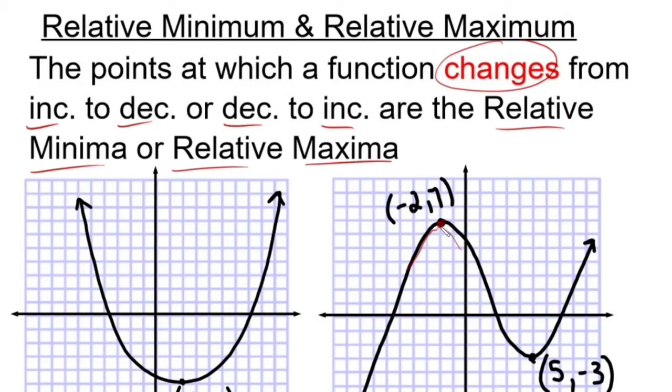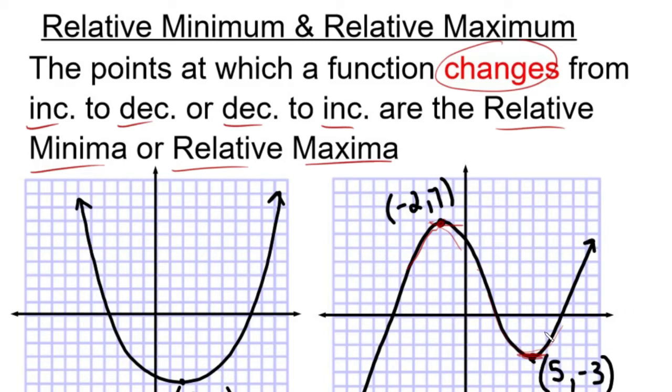This is a relative maximum because it's the highest point. It's like a peak, right? It's the highest point. So this is a relative maximum. And then a relative minimum is where you're changing from decreasing to increasing, where you're going down, down, down, down, down, and then going back up. It's the valley. It's the very bottom of a hill. Okay, this is a relative minimum.